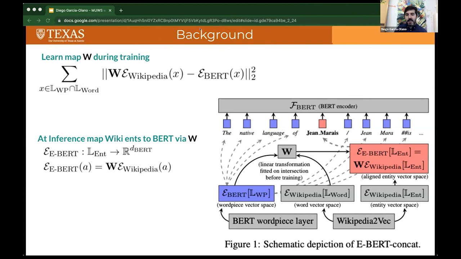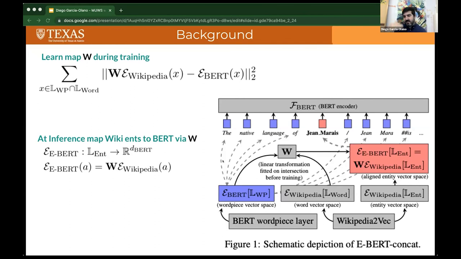And then what they do is they prepend the eBERT vector of the entity A to the BERT embedding of A with a slash between them. So here you can see that Jean-Marie is that pink eBERT entity, and then it's followed by a slash, and then the BERT representation of the word piece vector for Jean-Marie. And then they just feed that enhanced input representation, those embeddings, into the BERT encoder and then do classification with that.